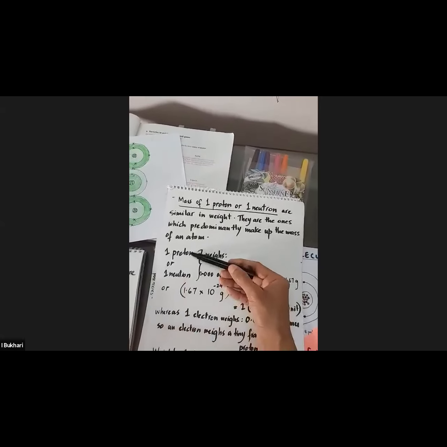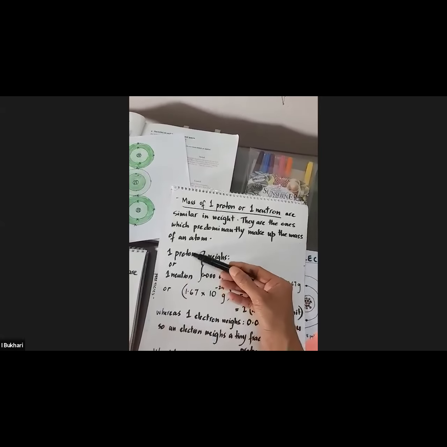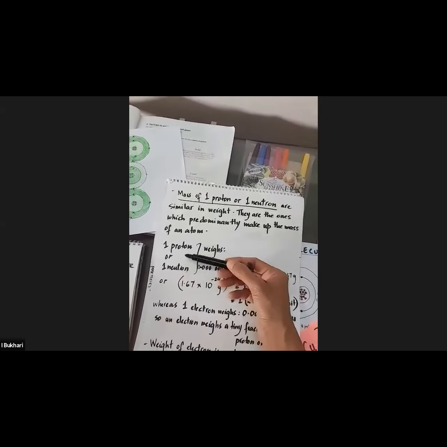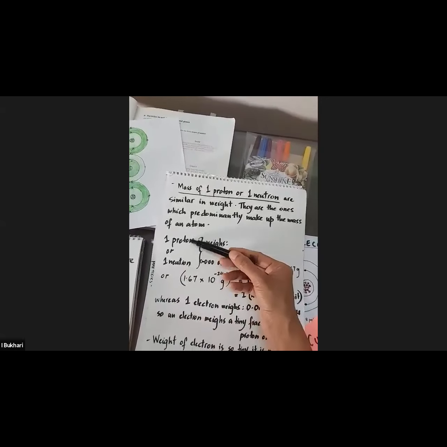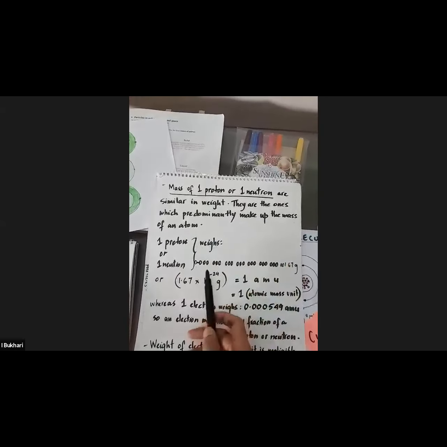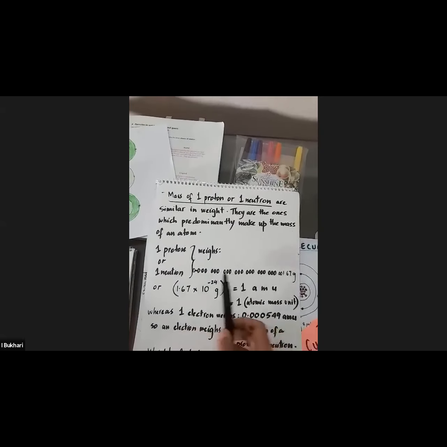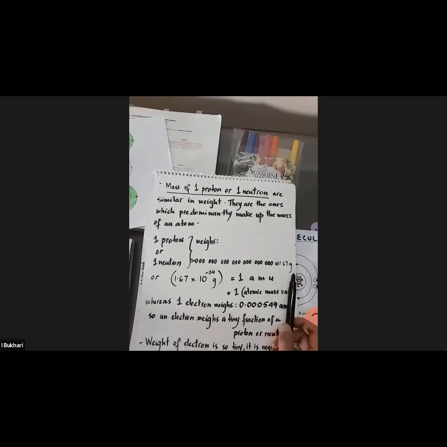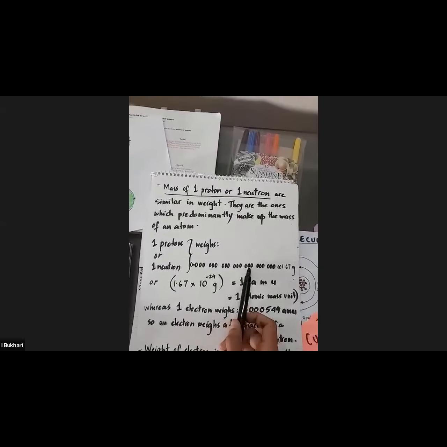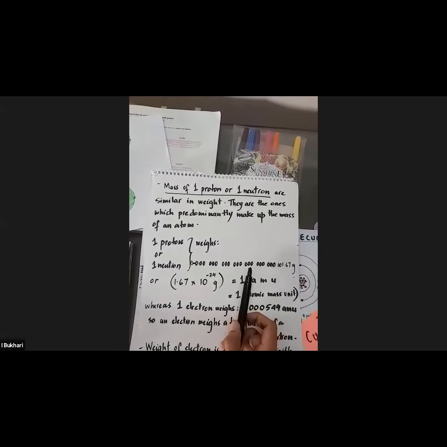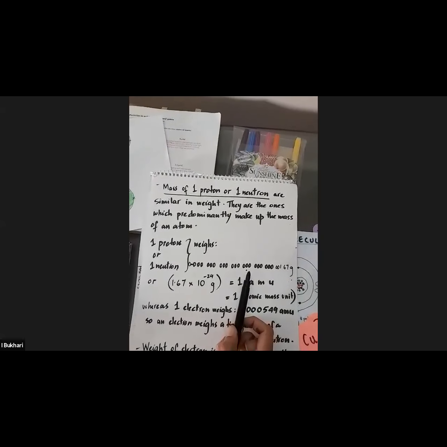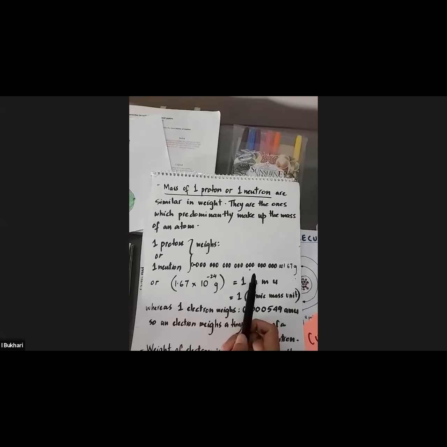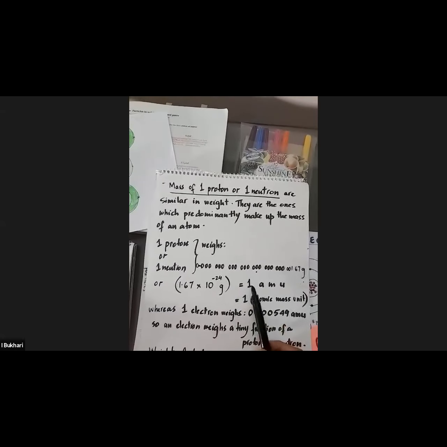By the way, they have the same mass. Protons and neutrons are similar in their sizes and weight. And this is how much one proton or one neutron weighs in grams. I'm talking in grams. Okay? I can write it.